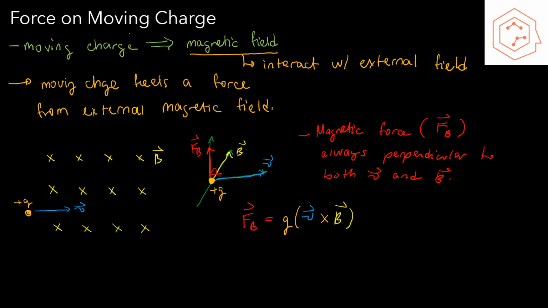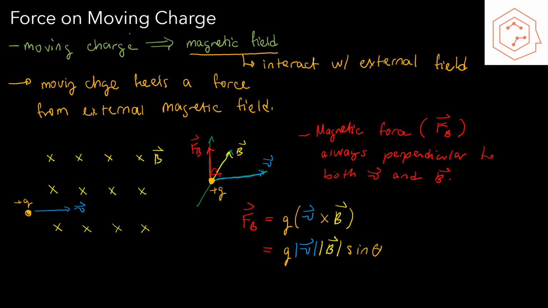This is called a cross product, which is a vector operation. And the cross product between any two vectors is always going to create a third vector, which is perpendicular to the two vectors that are being crossed. If you haven't studied vectors and you're not familiar with this, it's okay, because you won't need it specifically for this course. What you do need to know is that the magnitude of this force is equal to Q times the magnitude of the velocity times the magnitude of the magnetic field times the sine of the angle between them.